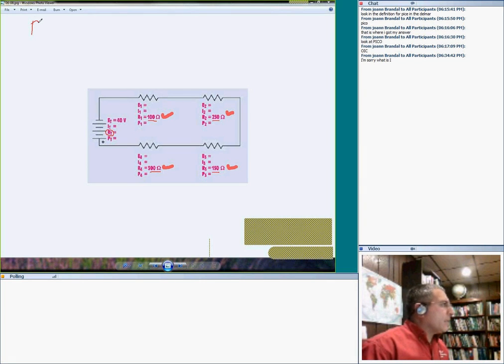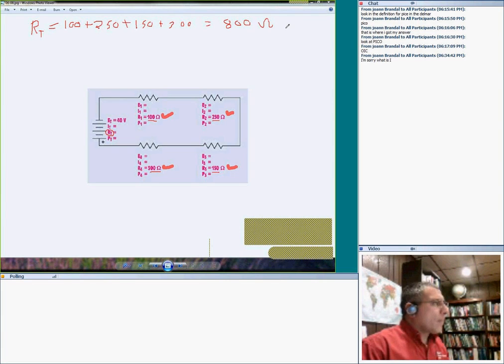So here's what you can find, guys. R total is my starting point. Based on the series circuit, it is 100 plus 250 plus 250 plus 150 plus 100. So the starting point for this example is to find the total resistance, which is 800 ohms.